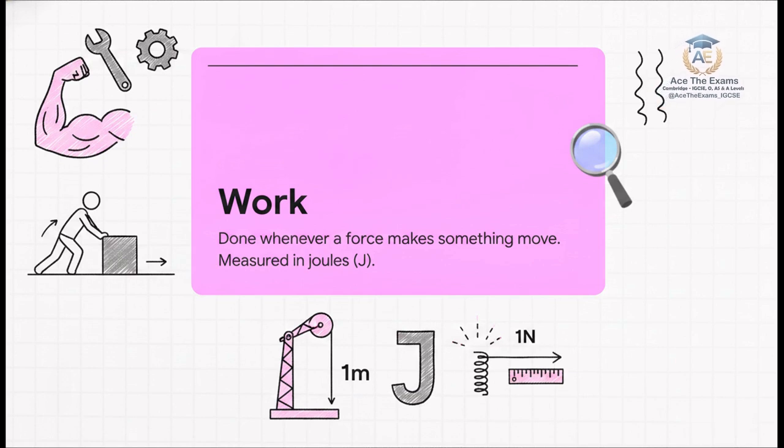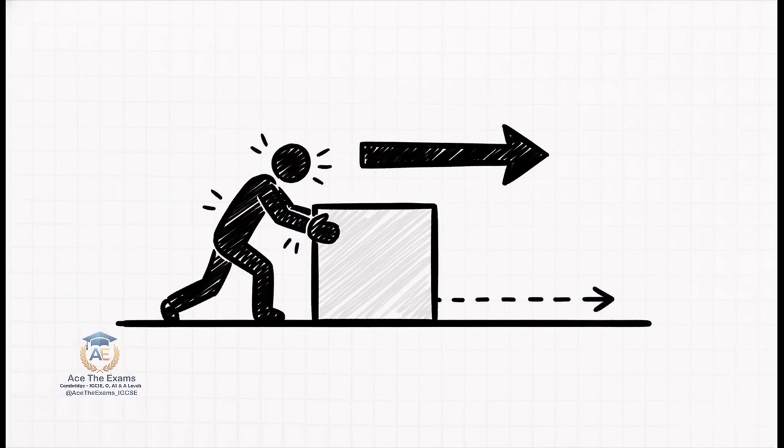The standard unit we use to measure this is the joule, represented by a capital J. So the absolute crucial point you need to remember is this. Exactly 1 joule of work is done when a force of 1 Newton moves an object exactly 1 meter in the direction of that force. So, to make this quantifiable, we use a beautifully simple word equation. Work done equals force multiplied by distance moved, or if you prefer the symbols, W equals F times D.